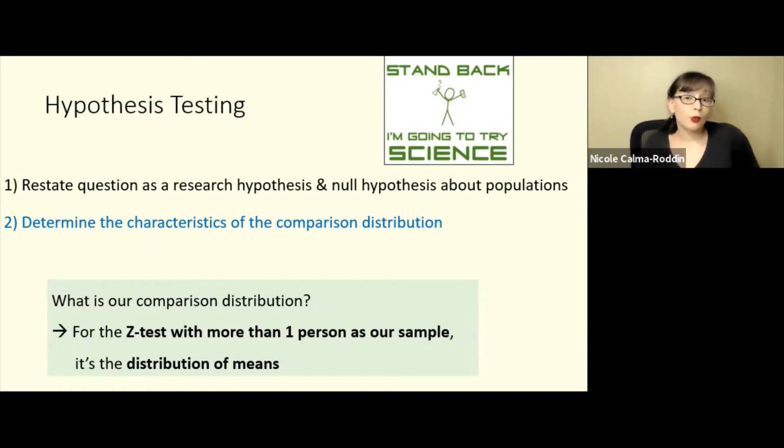For the z-test with more than one person in our sample, we're going to call our comparison distribution the distribution of means. This is different than the comparison distribution for our other z-test, which is just the population. We're going to see, though, that this distribution of means is going to be based on the population, but it's going to be a little bit different to reflect the fact that we're using more than one person in our sample now.